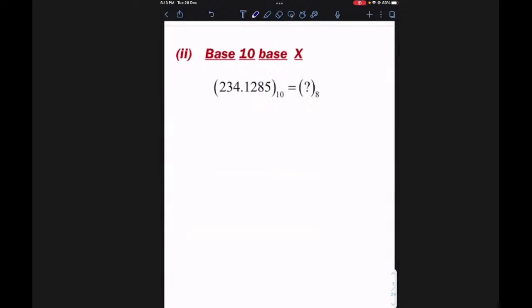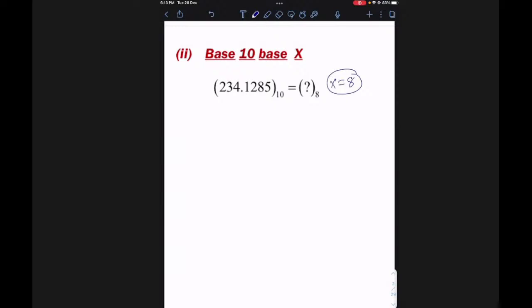So that's the first question. I'm not going to spend so much time. And the second question is base 10 to base x. In this case, the value of x is basically 8. So you have a number in base 10. Again, we have an integer part and a fractional part, and I want to convert this into its equivalent base 8 form.